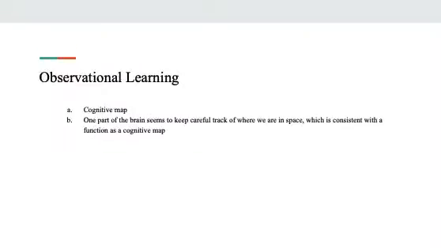Observational learning. Cognitive map, an internal representation of the layout of an area. One part of the brain seems to keep careful track of where we are in space, which is consistent with a function as a cognitive map.